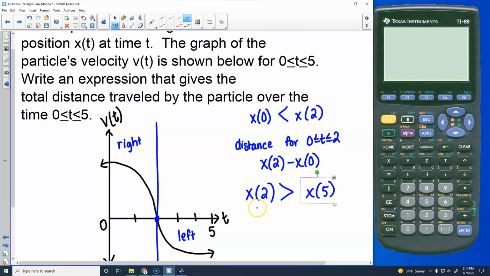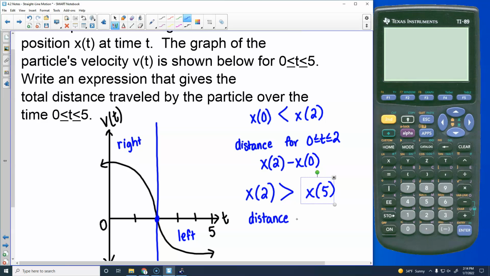Is there a difference between the total distance and the displacement? Yes. Not always, but there can be. What is the difference? If I start here and I travel only to my right-hand side, and I only go to the right-hand side, then my displacement and my distance are the same.